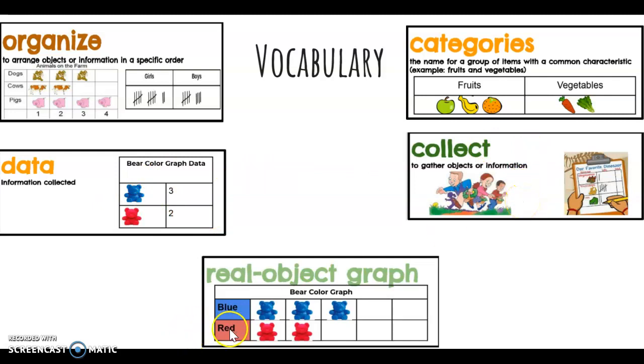And then the graph that we're going to focus on today is a real object graph. Can you say that? Real object graph. Good job. And a real object graph consists of a graph with real objects. Okay. For example, like the blue and the red bears. You can see these objects on the graph. They are real objects that they're using.